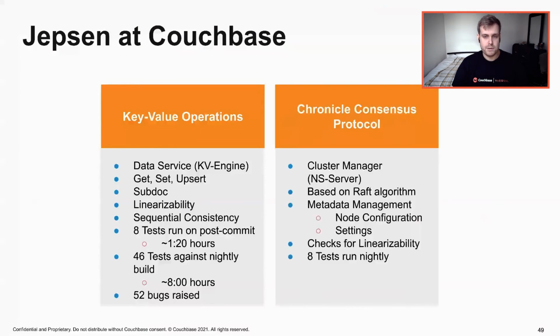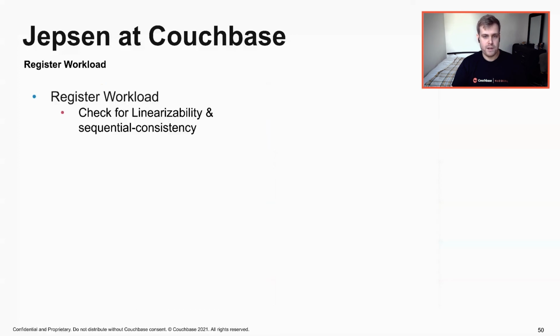The other area is Chronicle, our consensus protocol based on the Raft algorithm. This is used by the cluster manager for metadata management, for instance, cluster configs and settings. We run 8 tests each night checking for linearizability. In the next few slides, I'm going to look over the 2 main types of workloads that we run against the data service.